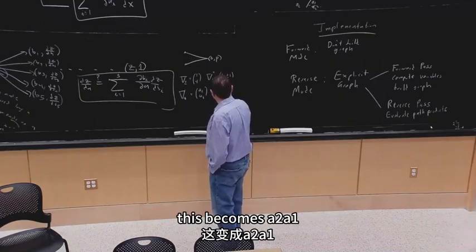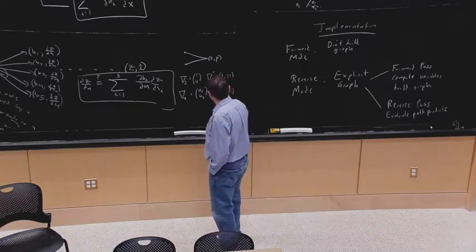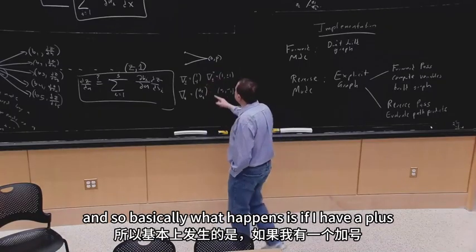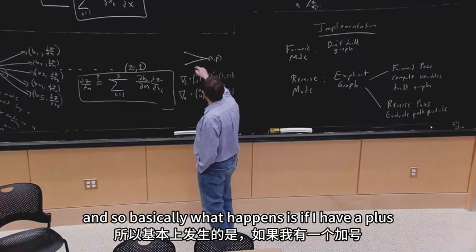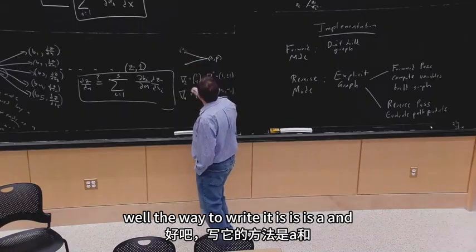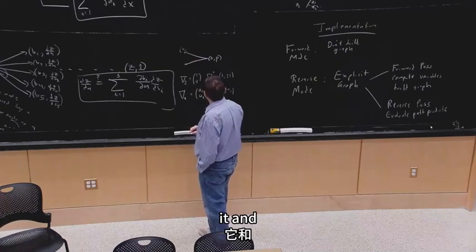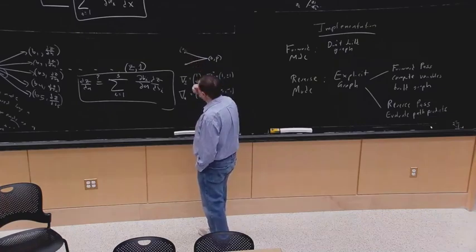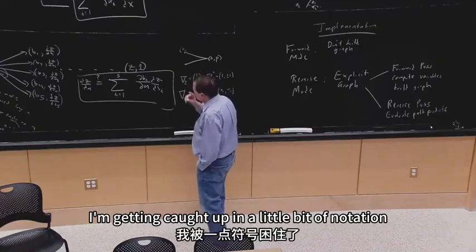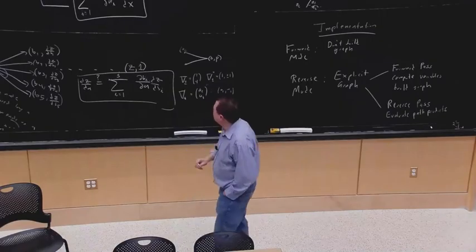This becomes A2, A1 if I take the gradient transpose. And so basically what happens is if I have a plus, this just becomes AP. Well, the way to write it is... I'm getting caught up in a little bit of notation. Let me say it in words.